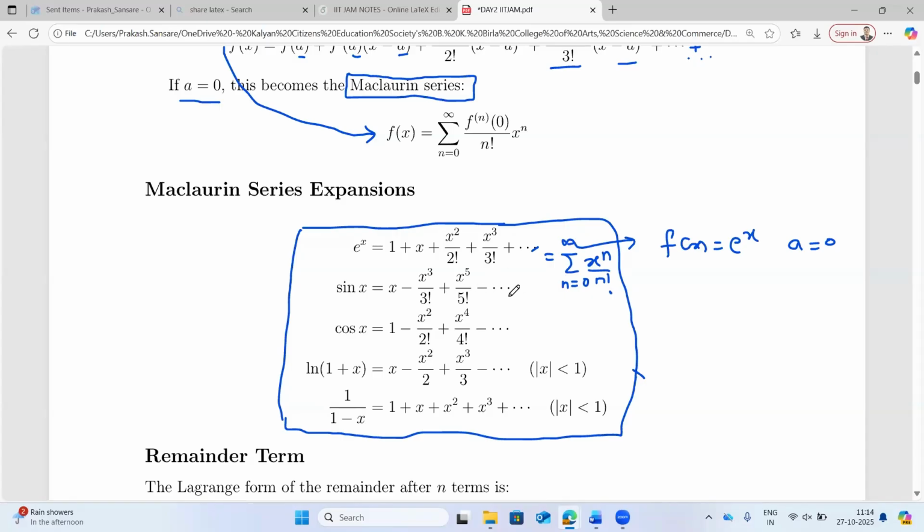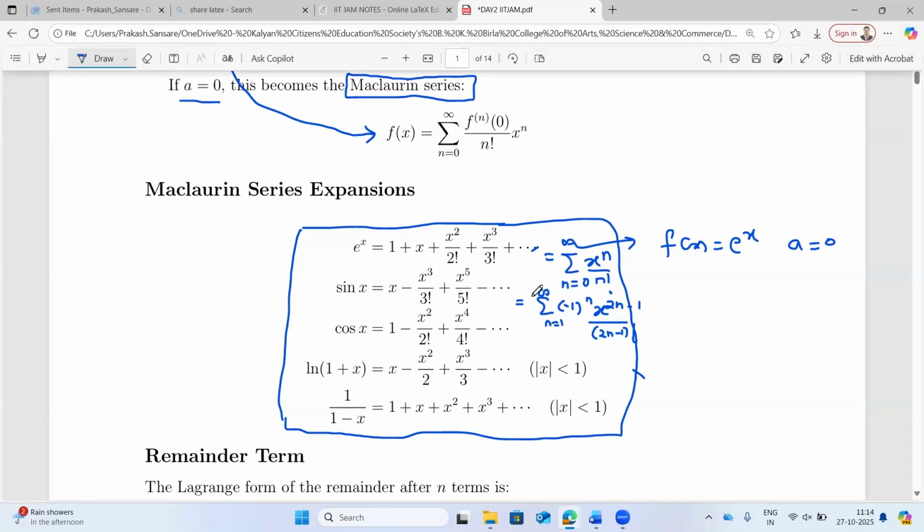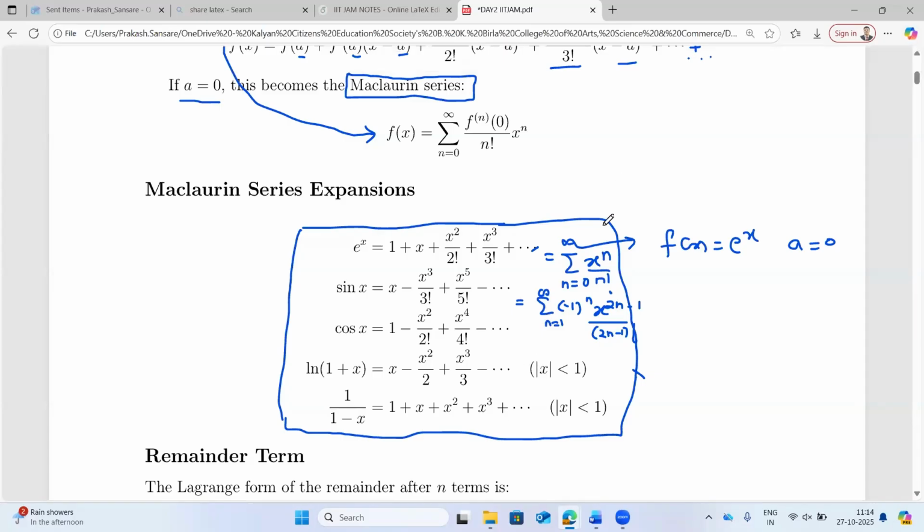Similarly, sin x, one can write as a summation of minus 1 power n, x power 2n minus 1 upon 2n minus 1 factorial, where n goes from 1 to infinity. So maybe this is possible, but the formulas which I have boxed out are very important. All the problems which I'll be solving right now will be purely based on these formulas, the standard expansions.